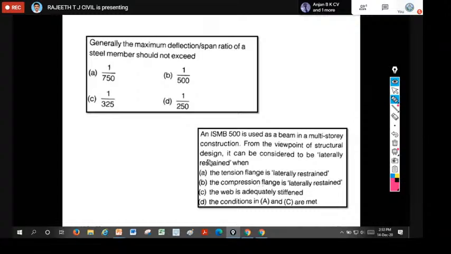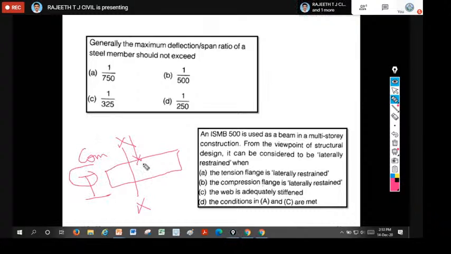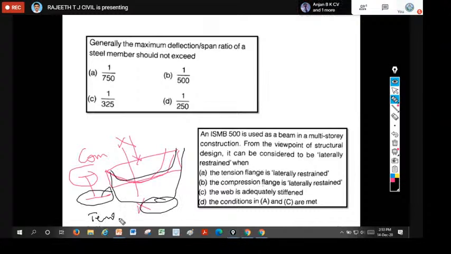Option A is that the tension flange is laterally restrained. For example, take a beam like this. If you take the cross section of the beam, assume it is an I section. This is your compression flange. The top flange will be subject to compression. After application of the force, the beam will bend like this. The bottom will be under tension. Therefore, this bottom flange we call the tension flange in an I section.